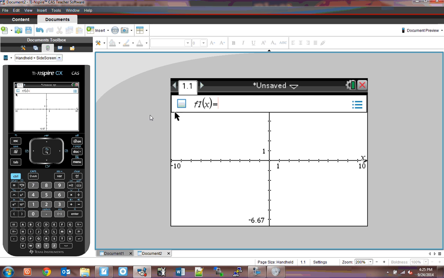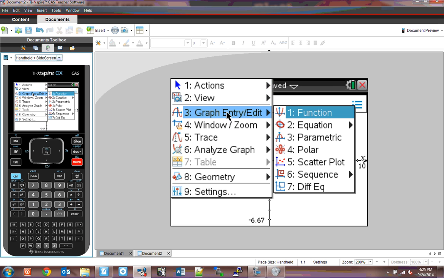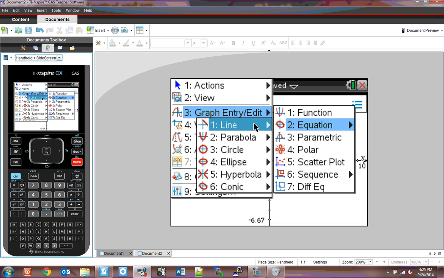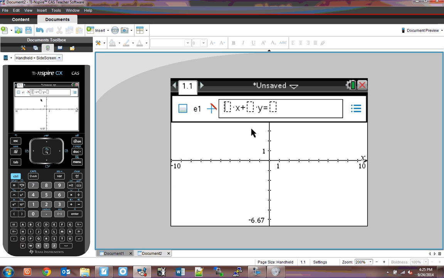All we have to do is pull up our Inspire, go to the graph like we did today in class, go to Menu, Graph Edit Entry, go down to Equation, go to Line, and then go to Line Standard Form. Now, if you see here, we have ax plus by equals c. So let's type in our first equation. It was 10x plus 30y equals 1,200.